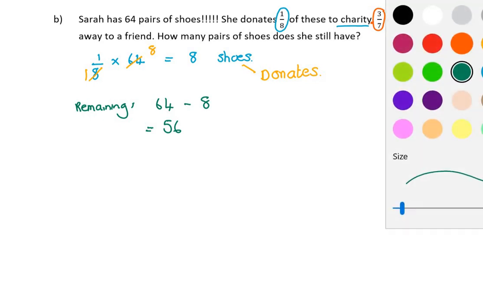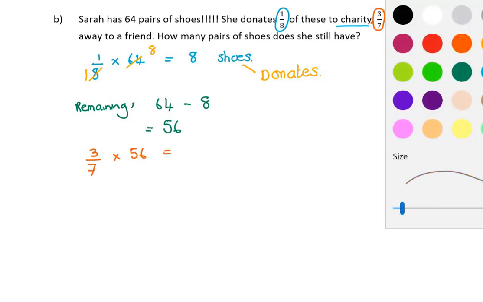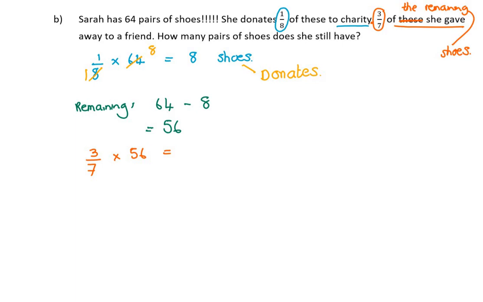Now 3/7 of these she gives away to a friend. So 3/7 of the 56 she gives away to a friend. Now I can use a calculator if they say I can. If they don't say I can't use a calculator, I'll choose my calculator. But this is fairly simple because 7 goes into itself once, and goes into 56 8 times. So I basically get 3 times 8. The denominator is 1, but 24 divided by 1 doesn't matter. So 24 pairs she gives away to a friend.